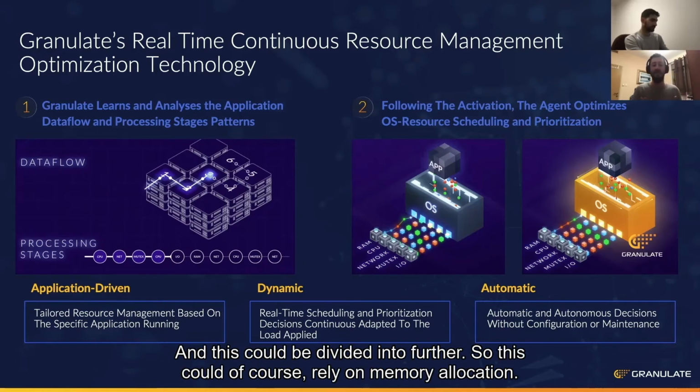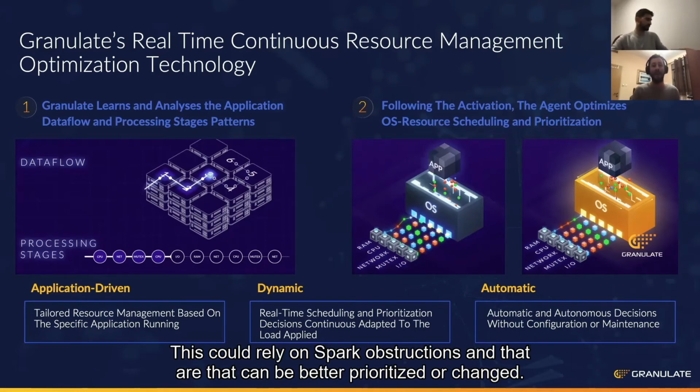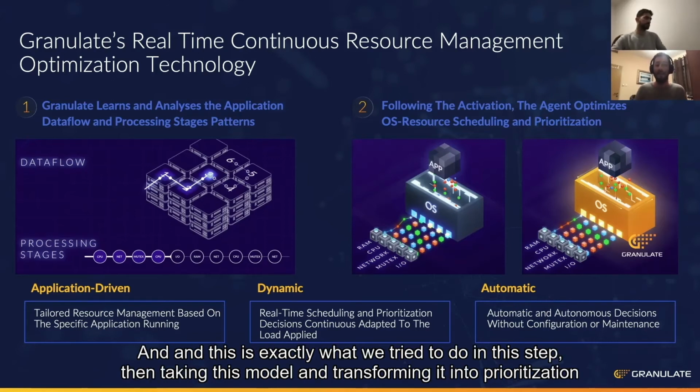And this could be divided further. So this could, of course, rely on memory allocation. This could rely on Spark abstractions that can be better prioritized or changed. And this is exactly what we try to do in this step.